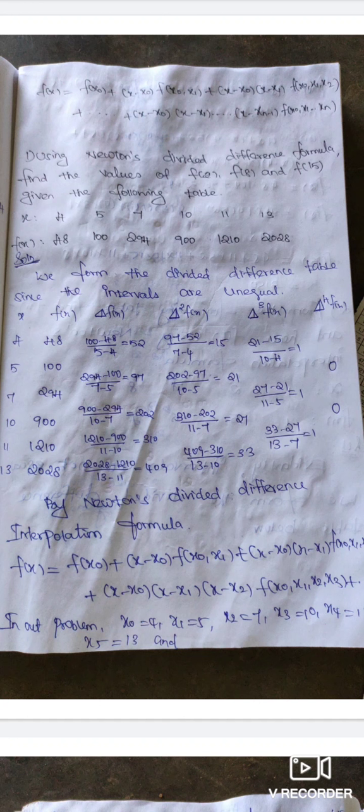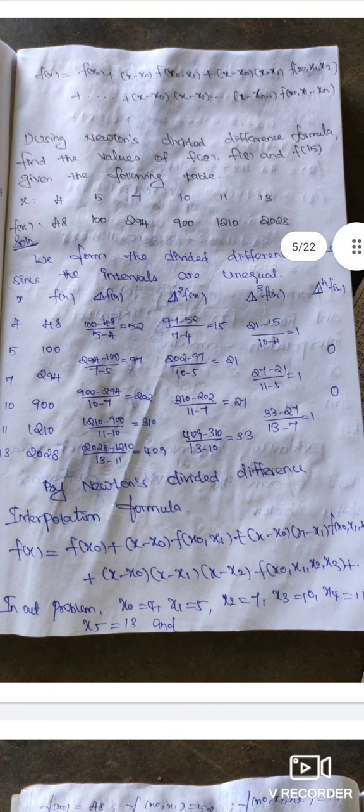310 minus 202 divided by 11 minus 7 is equal to 27. 409 minus 310 divided by 13 minus 10 is equal to 33. Next we form del cube f of x. So the del cube f of x is the difference of second value minus first value of del squared f of x divided by fourth value minus first value of x function.